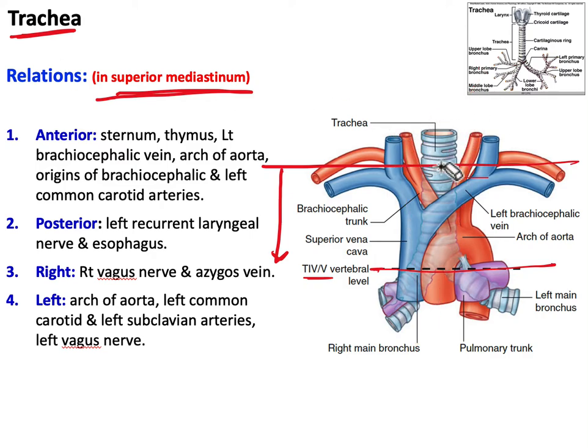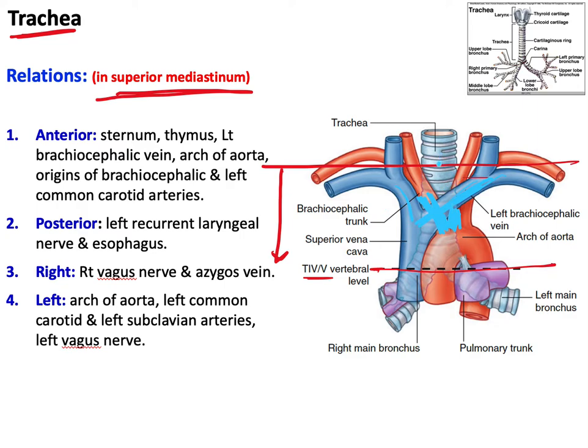Okay, now remove it. So what else anteriorly? When you remove the sternum and the remnant thymus gland, you will get the left brachiocephalic vein, because it crosses from the left all the way to the right to join its brother, the right brachiocephalic vein. Remove the left brachiocephalic vein, and you will get the origin of the brachiocephalic trunk and the origin of the left common carotid artery. And these structures are located anterior to the trachea.